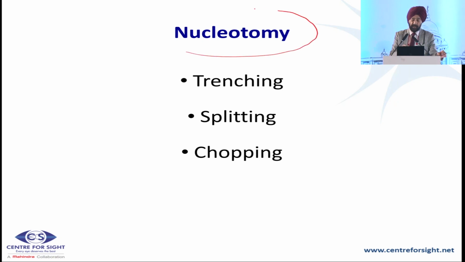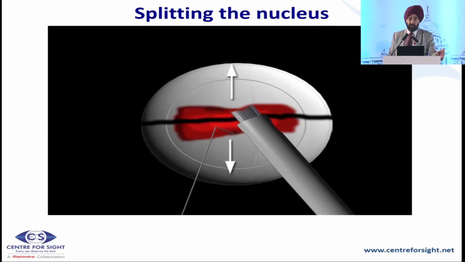The nucleotomy is your wish, 100 ways to skin a cat. Whether you do a trench, a split, or a chop, that is for you to decide. But what is important is that in a hard cataract, you should be approximately 85 to 90% thickness of the nucleus to be able to break the nucleus. Otherwise, you will not be able to split the nucleus.